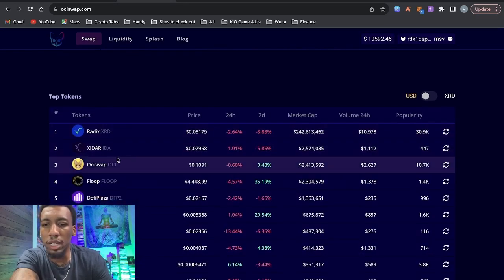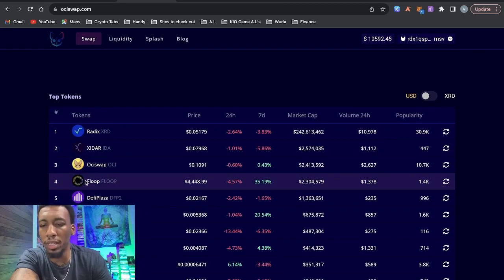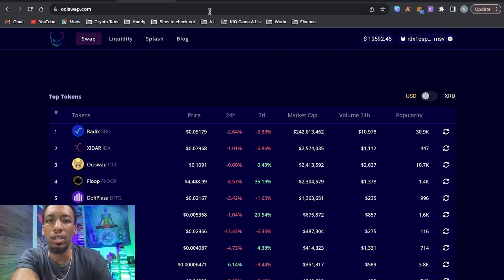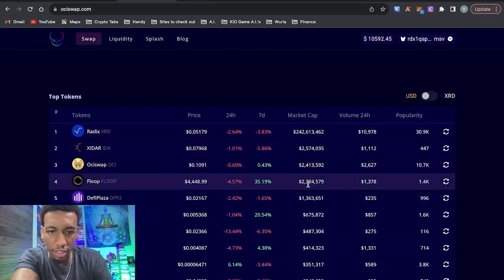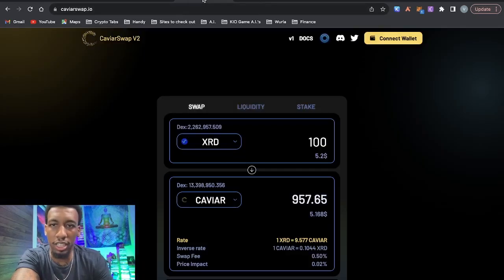The next project I'm looking at is Caviar Swap, and their token is Floop. So as you can see, they also have an extremely small market cap, and they just recently pumped 35%, but 2.3 million. That's a baby. We already went over the decentralized exchanges on CoinGecko.